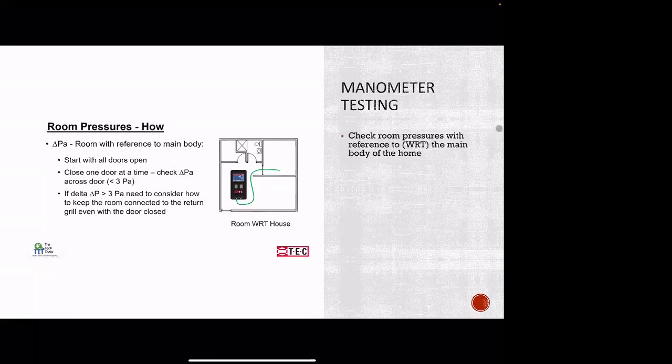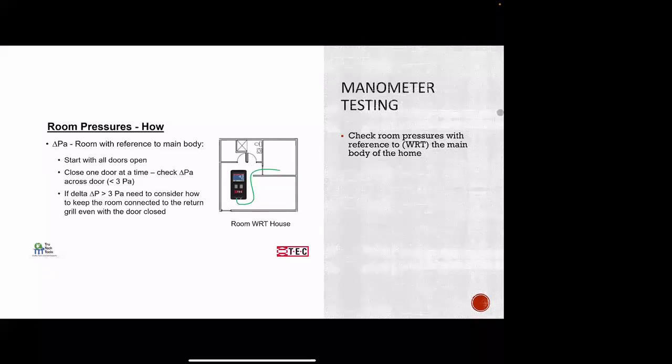Well, what we do with our manometer here is we're going to check the room pressure with reference to the main body of the home. So what we do is we start with all doors open. And as most of us know, homeowners will close doors at nighttime, especially if they've got little ones, kids, teenagers, whatever, in-laws staying, and they just close doors. So what we do is we start with all our doors open.